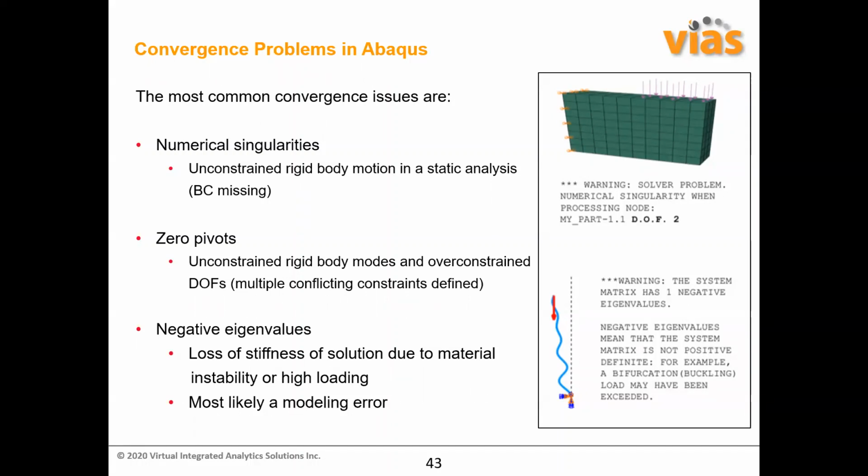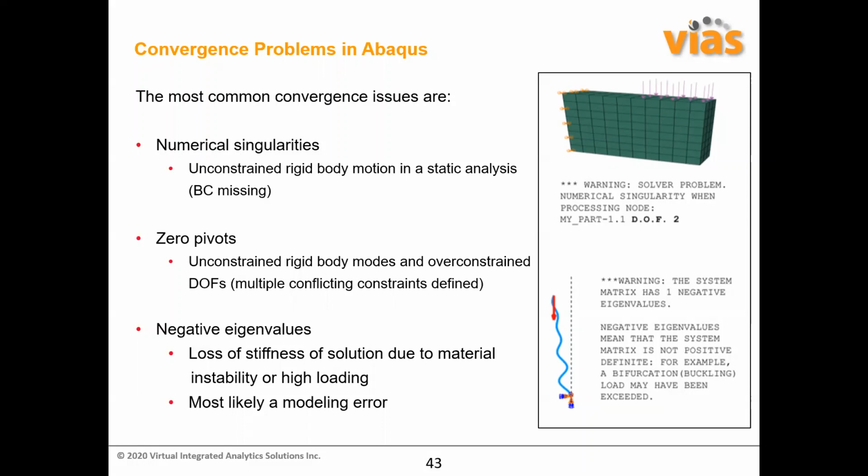Zero pivots is sort of a mathematical term, but what it means is that the body is really unsupported. So once you apply the force, the body will start moving in a rigid body mode. And that is not acceptable for a static problem. So it will exit with an error.